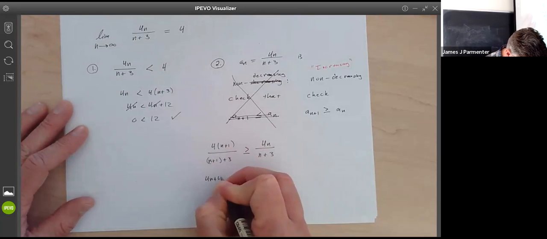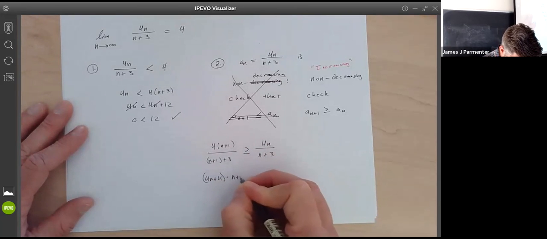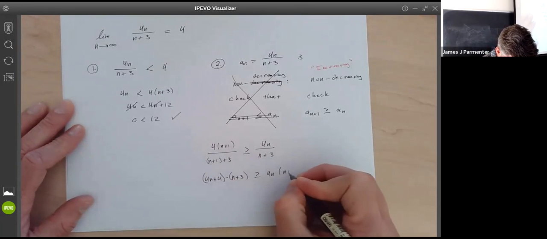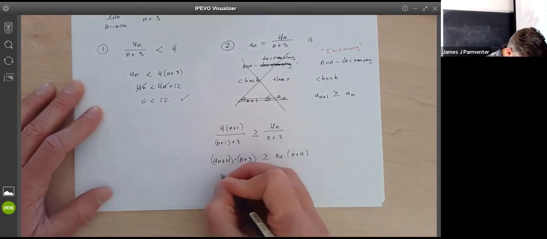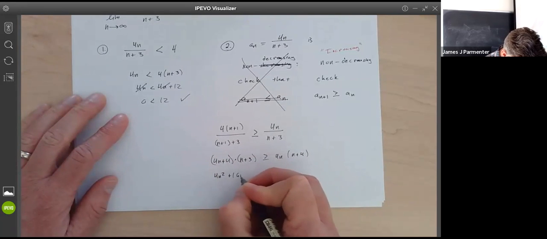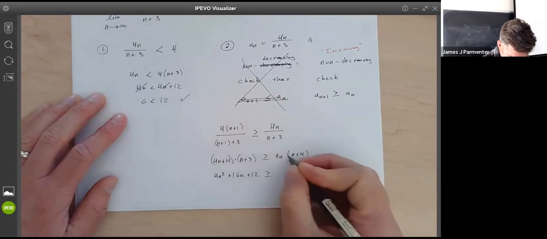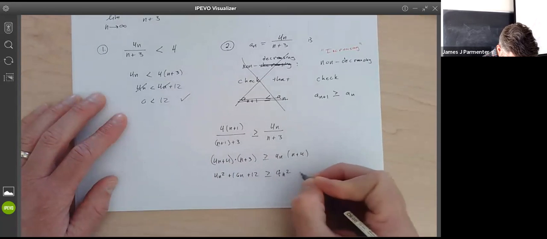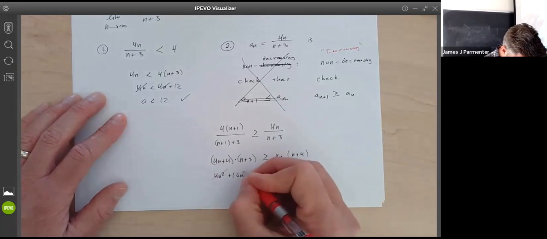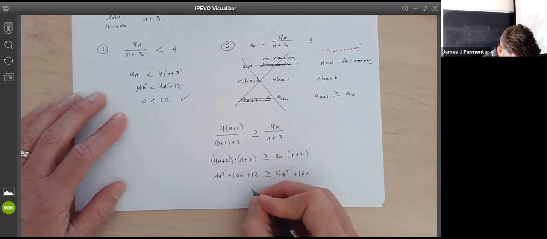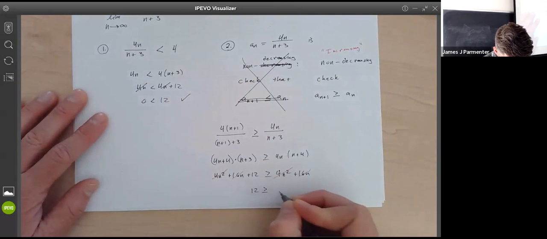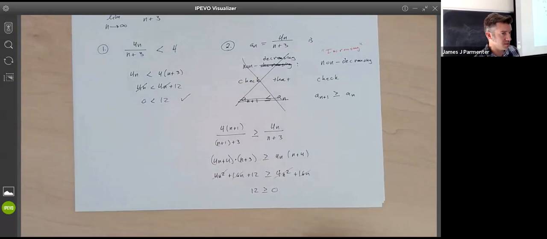This is 4n plus 4 times n plus 3, which is supposed to be bigger than or equal to 4n times n plus 4. Multiply it out. We get 4n squared plus 12n plus 4n, which is plus 16n plus 12, bigger than or equal to 4n squared plus 16n. Yeah, that looks like it's going to work. The 4n squareds cancel, the 16n's cancel, and we get, coincidentally, and it is a coincidence, not by design or because of anything special, again that 12 is greater than or equal to 0, which is true.